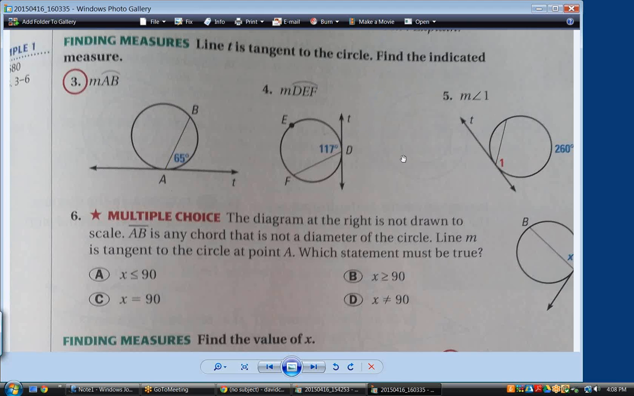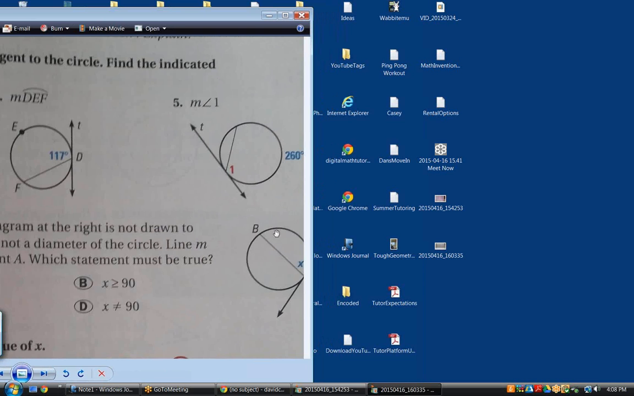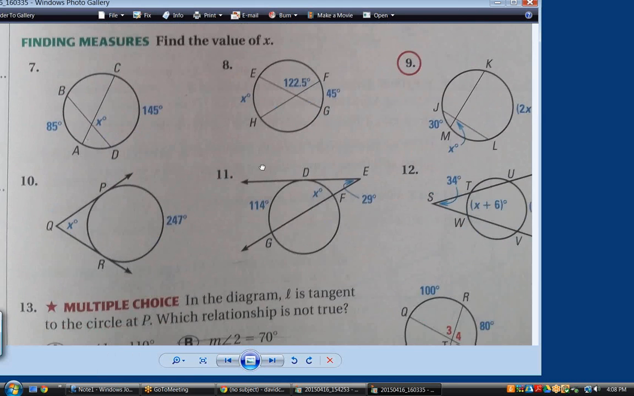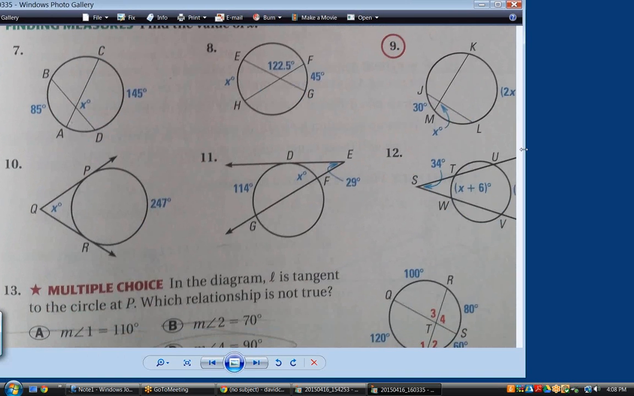What's the measurement of DEF? 234. Okay. And number 5. What's the measurement of angle 1? 130. These are tough, aren't they? It's amazing how many of these relationships have half in equations. So, what's angle X? Is it 145 plus 85 divided by 2? It is. Again, half. Here, how about number 8?